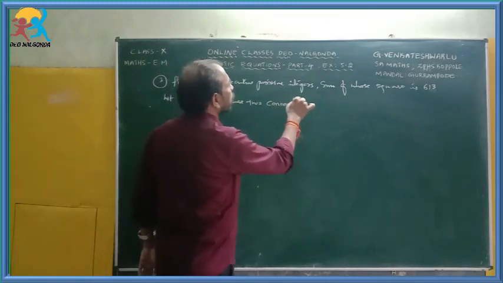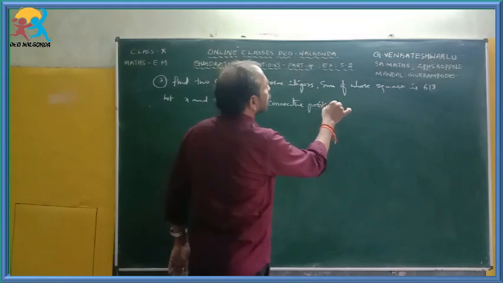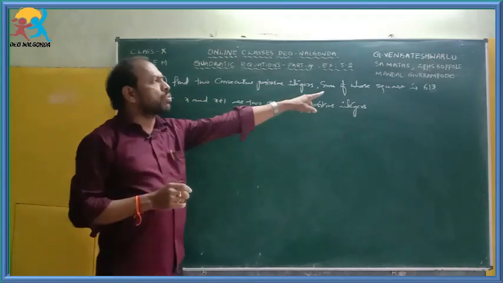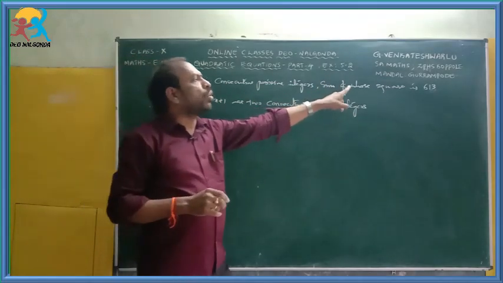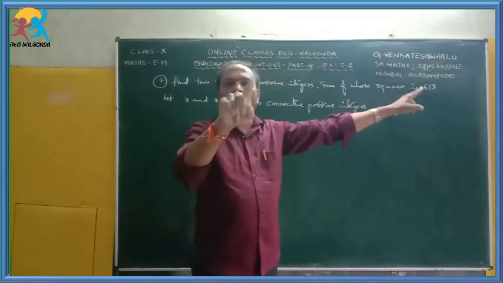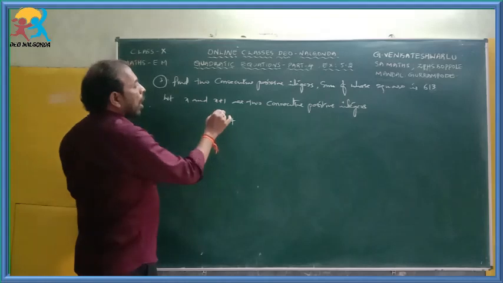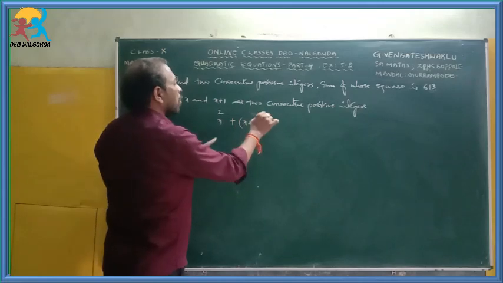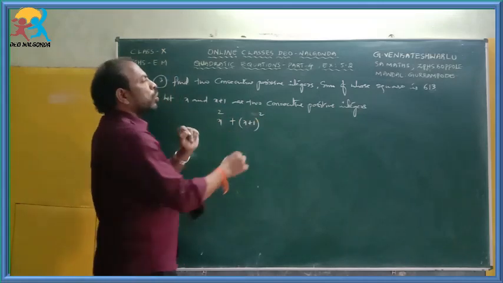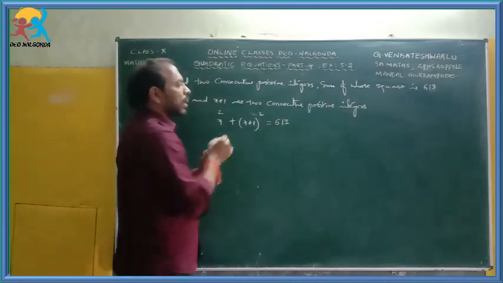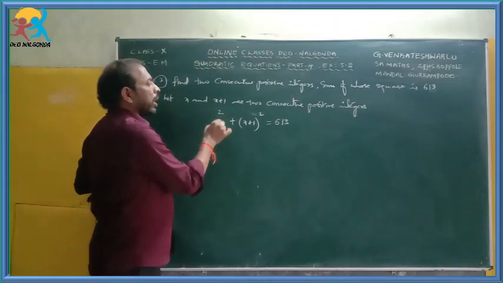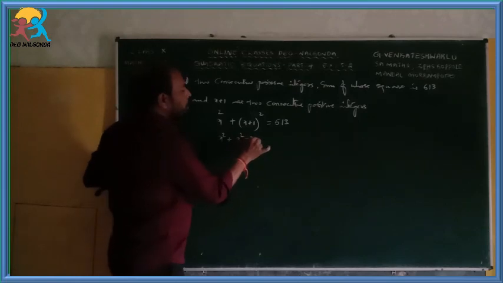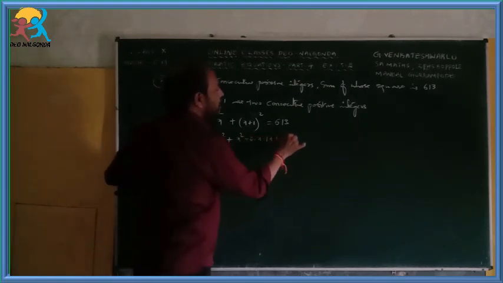If x and x plus 1 are the two consecutive positive integers, what is given? The sum of squares of the two consecutive integers is equal to 613. So, expanding with the formula (a plus b) whole square, a square plus 2ab plus b square, x square plus (x plus 1) whole square is equal to 613.